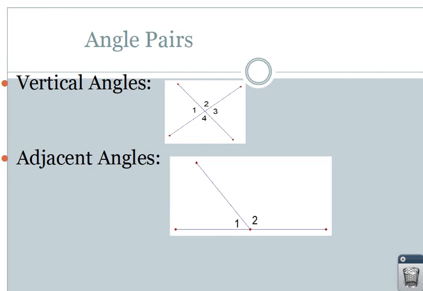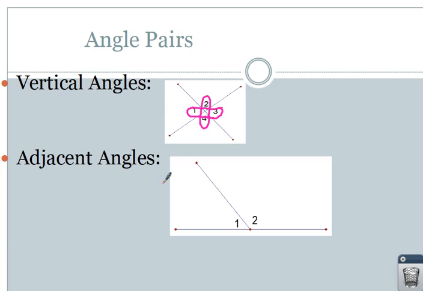Some angle pairs that we need to throw in here. Vertical angles. These are angles that, if you have two lines that intersect like that, are across from each other, across an intersection. So 2 and 4 are vertical and 1 and 3 are vertical. There is a theorem coming very soon that says vertical angles are congruent. So actually, 2 is congruent to 4 and 1 is congruent to 3.